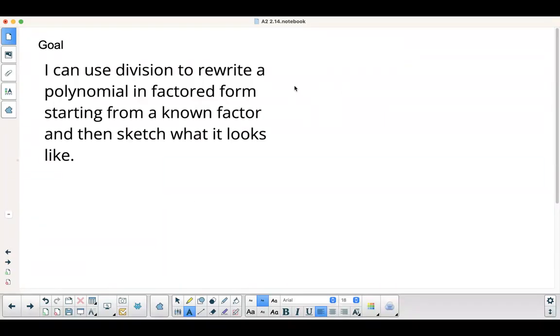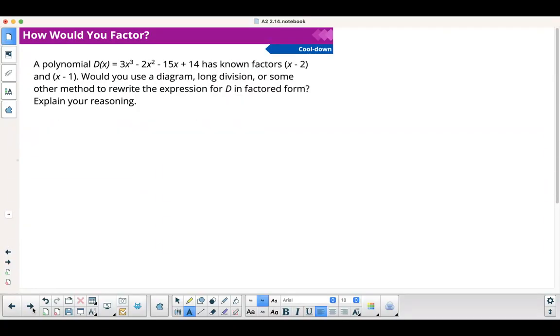All right, cool. I can use division to rewrite a polynomial in factored form, starting from a known factor and then sketch what it looks like. So again, remember, just once you have a known factor, do division until you can get it down to linear factors. So here is my polynomial. I have two known factors. Would you use a diagram, long division, or some other method to rewrite the expression for D in factored form?